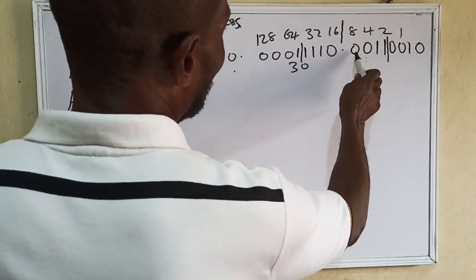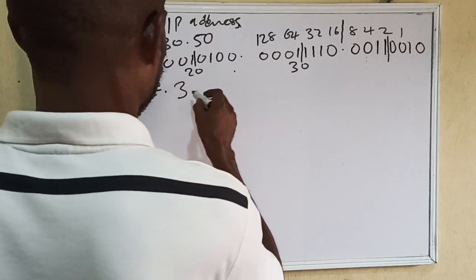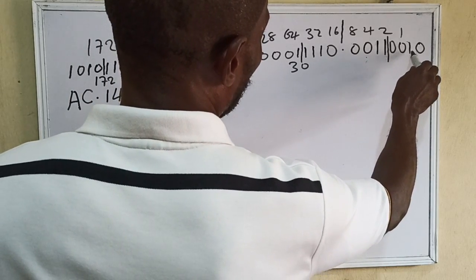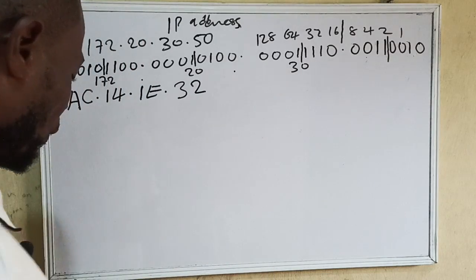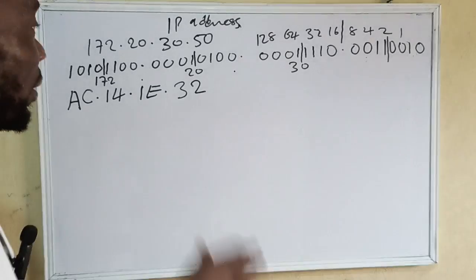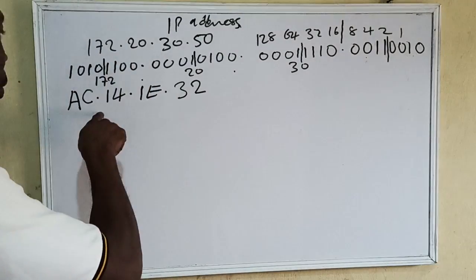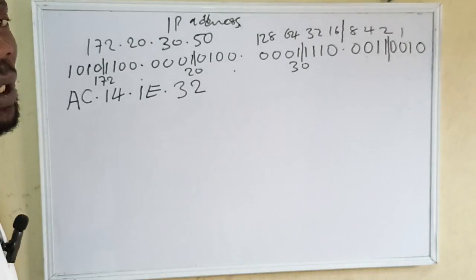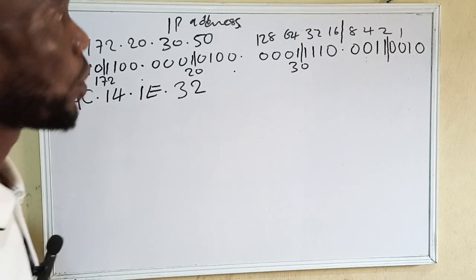Now, here is 8, 4, 2, 1, which is 3. Yeah, this is 3. Now, this is 8, 4, 2, and 0. That's 32. You see? This can be assigned to a MAC address. This is a kind of MAC address, which means this address has been converted. This address here can be converted to this as well. Okay? That is how it works.